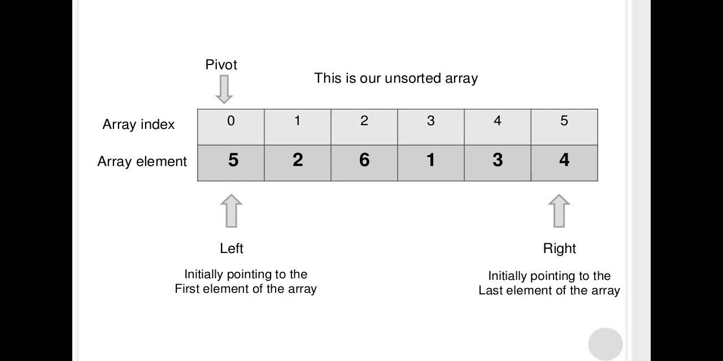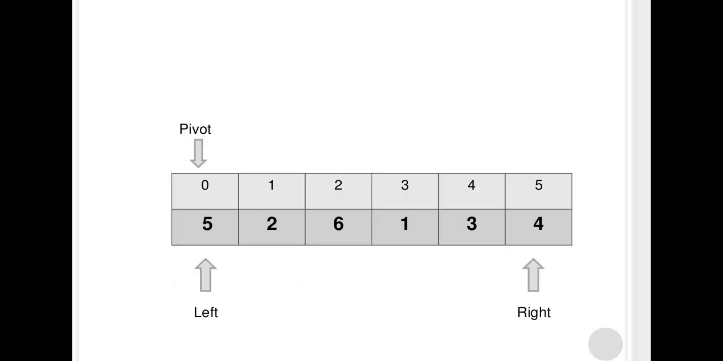Then you have to choose the pivot element. Here, you have to choose either the first element or the last element as the pivot element. So here 5 is the pivot element. Then we'll quicksort this array. Now you'll have a pivot element, a left element, and a right element.